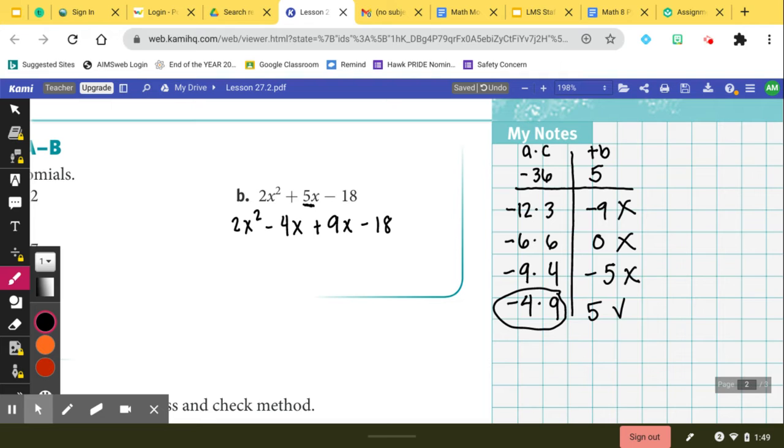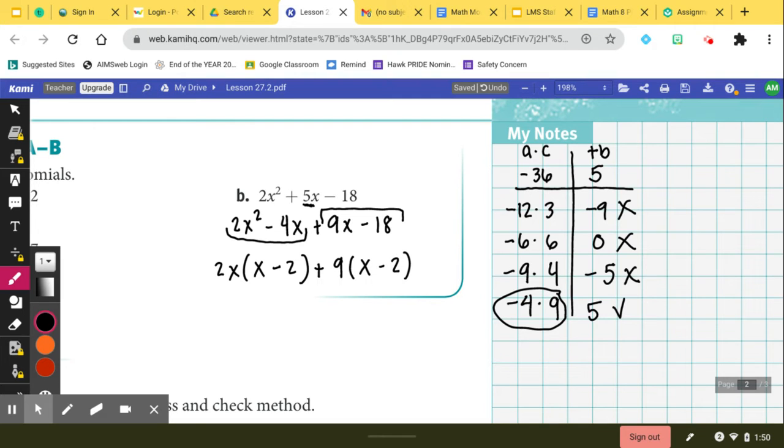I could have put the 9x first and then the negative 4x. Either way, it does not matter. Now I'm going to factor out the greatest common factor from each half of this polynomial. The first half, I have 2x squared minus 4x. Well, I can factor out a 2x. That would leave me with x minus 2. From the second half of the polynomial, I can factor out 9 from both. So I get 9 times x minus 2.